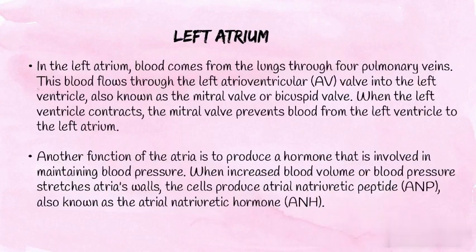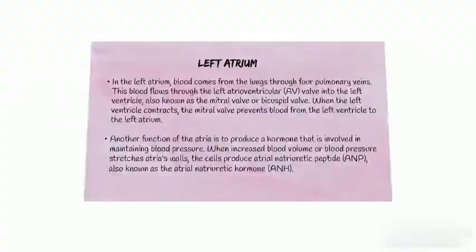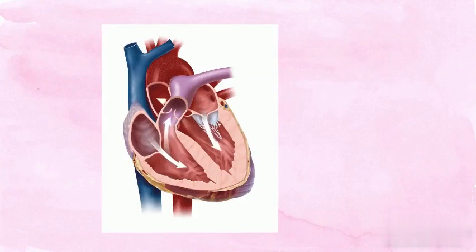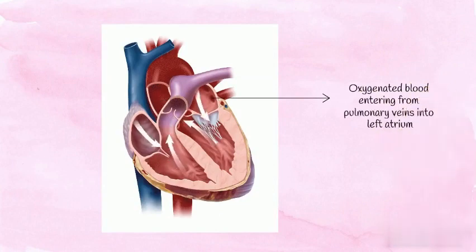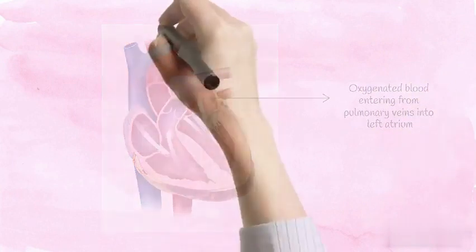When the left ventricle contracts, the mitral valve prevents blood from flowing from the left ventricle to the left atrium. Now, the other function of the atrium is to produce a hormone that is involved in maintaining blood pressure. When increased blood volume or blood pressure stretches the atrium's wall, the cells produce ANP, also known as atrial natriuretic peptide, or we can also call it ANH hormone. Oxygenated blood entering from pulmonary veins into the left atrium.